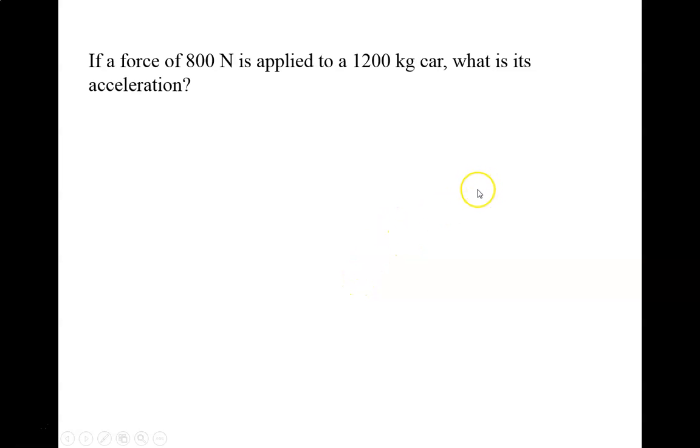Let's say we apply an 800 Newton force to a 1200 kilogram car. What's the acceleration? So we're given the force, and we're given the mass in kilograms, and we're looking for the acceleration. Plugging that into the equation, 800 equals 1200a, so 800 divided by 1200. So we get an acceleration, a, equal to 0.67 meters per second squared.